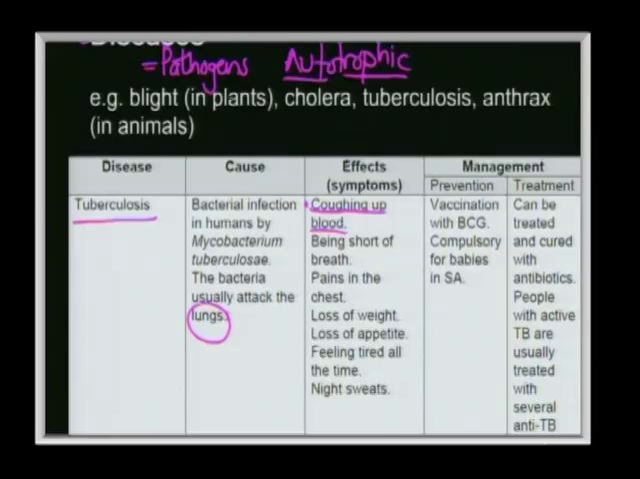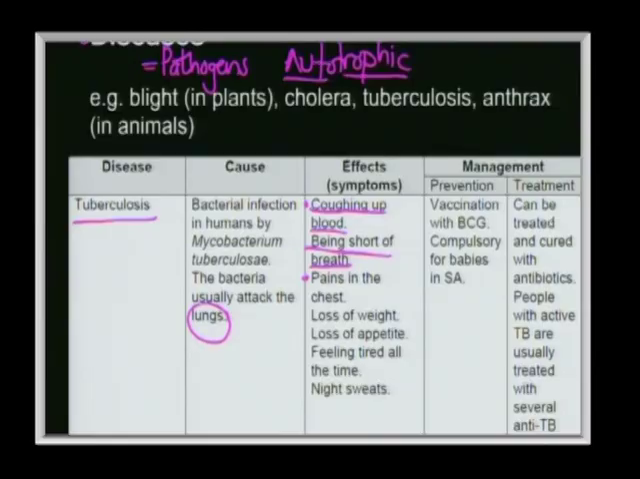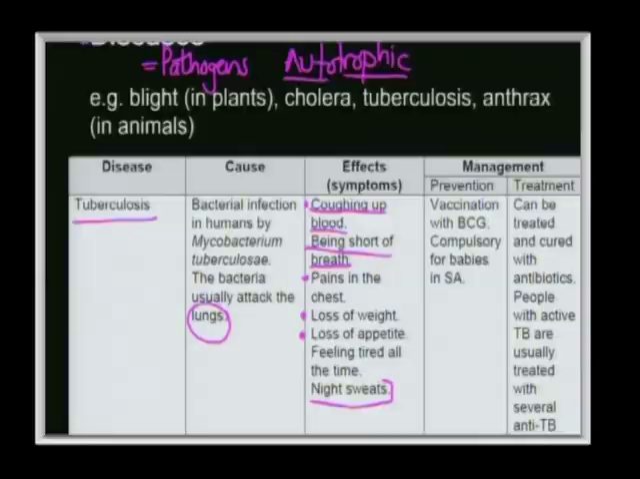What happens? You will start to cough up blood, and the cough is a deep, harsh-sounding cough. You will be short of breath, as the coughing and the blood indicate that your lung tissue is being damaged. Pains in the chest. You will lose weight and lose your appetite. You will constantly have a feeling of tiredness. And a really, really horrible symptom, you will wake up in the middle of the night having totally soaked your way through your pajamas and your bedclothes from sweating so much. This is called the night sweats.